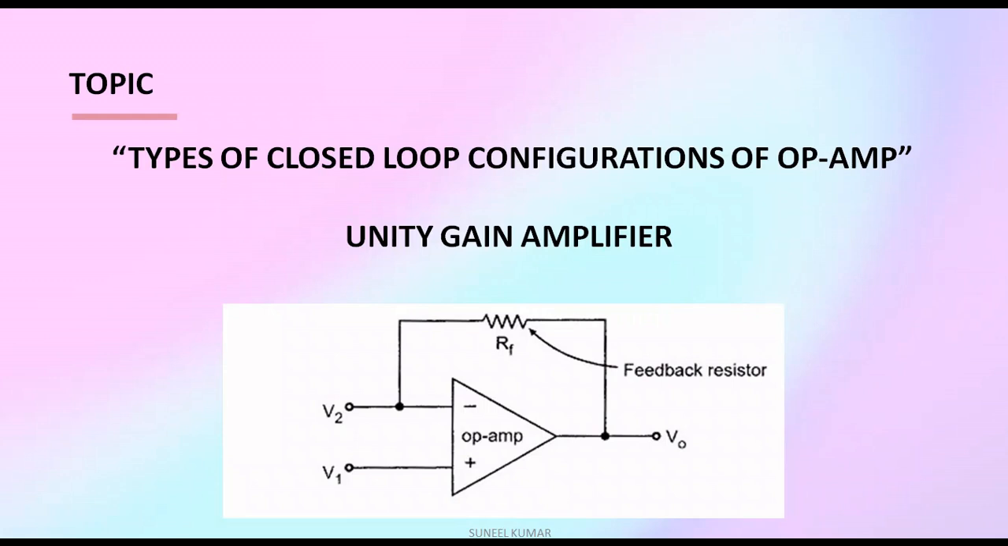And now we will discuss unity gain amplifier. Unity gain means its gain is equal to 1, and gain is always the output divided by input. So how can we design this unity gain amplifier? That is what we are going to discuss.